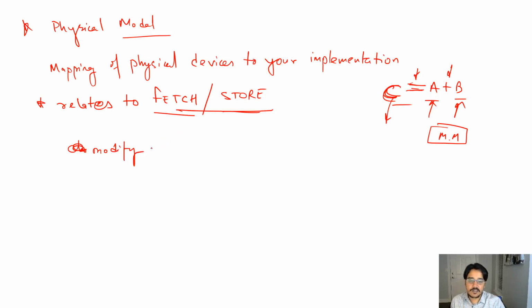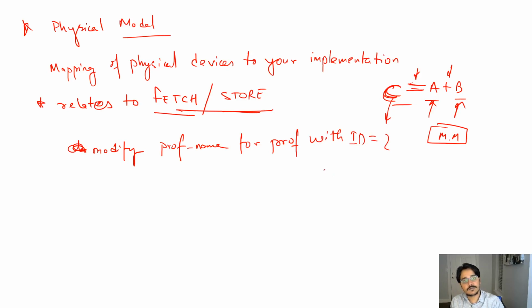So I'm writing this in a very high level language. Modify professor name for professor with ID 2, something like this, right?